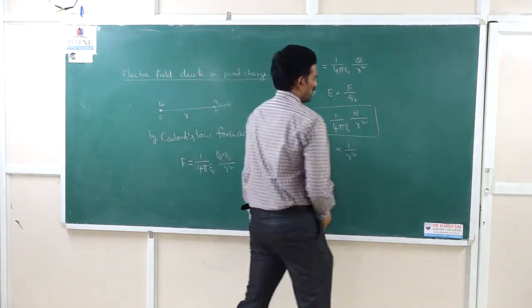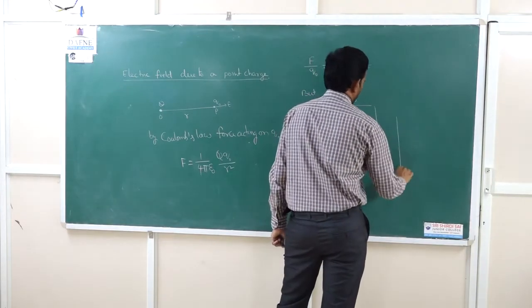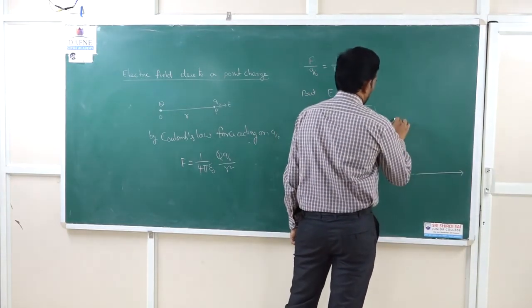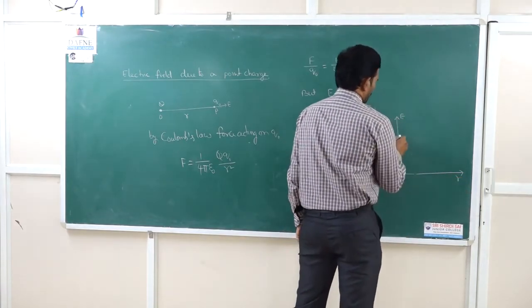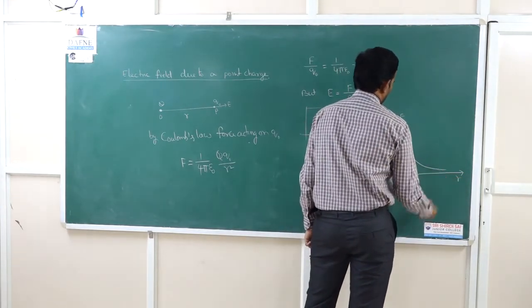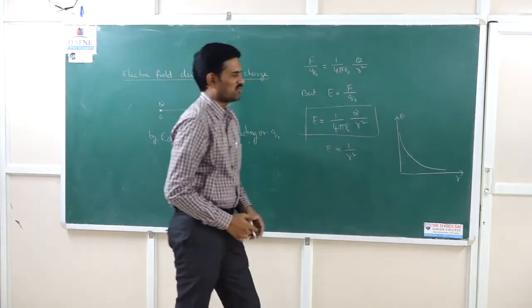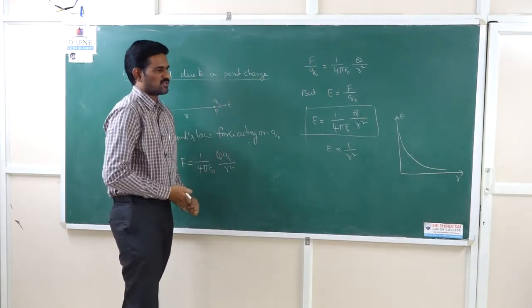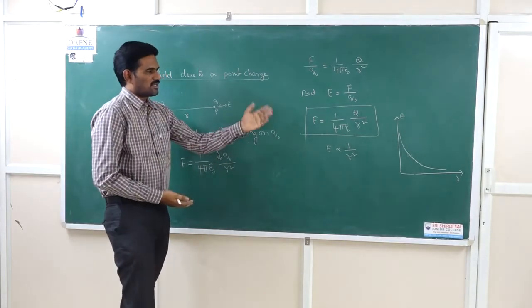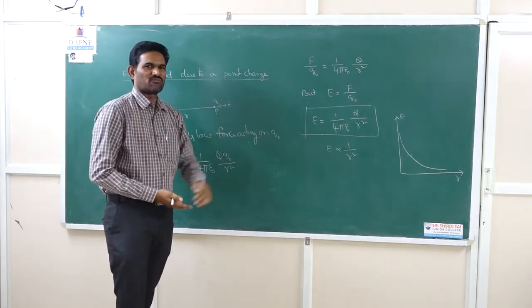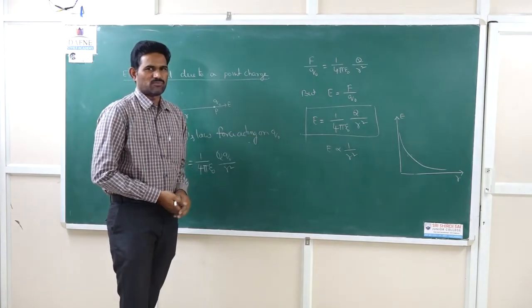And if I draw the graph between electric field strength due to a point charge and r, you will get a graph like this. That is the variation of electric field strength with distance as you move away from the charge. And similarly, this is the expression for electric field strength in air or vacuum.